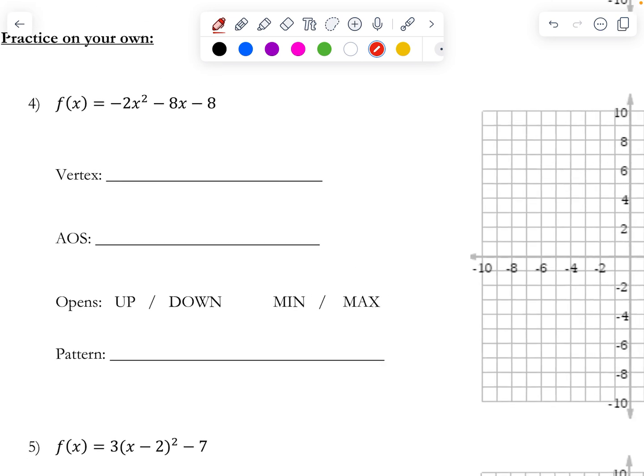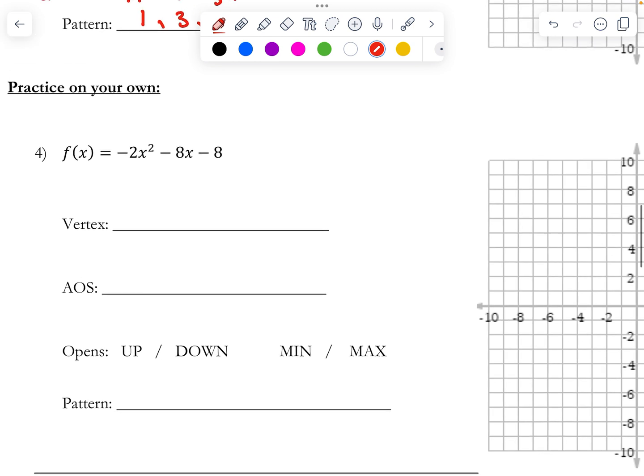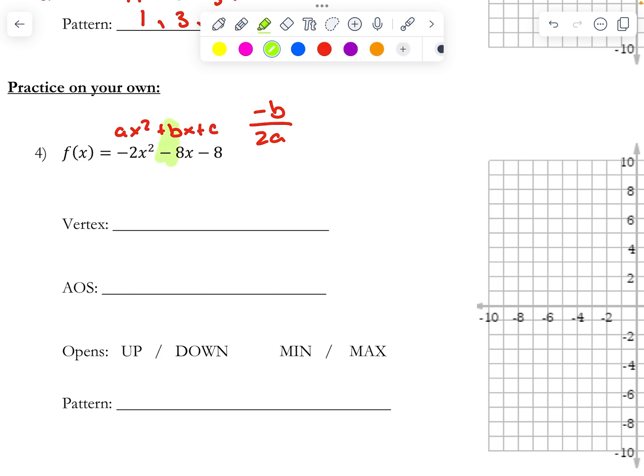So first things first, we need to find my vertex. The way that we find my vertex is by doing negative b over 2a. Well, again, remember ax squared plus bx plus c. B is going to be -8 and a is going to be -2. Well, what happens when we have a double negative?